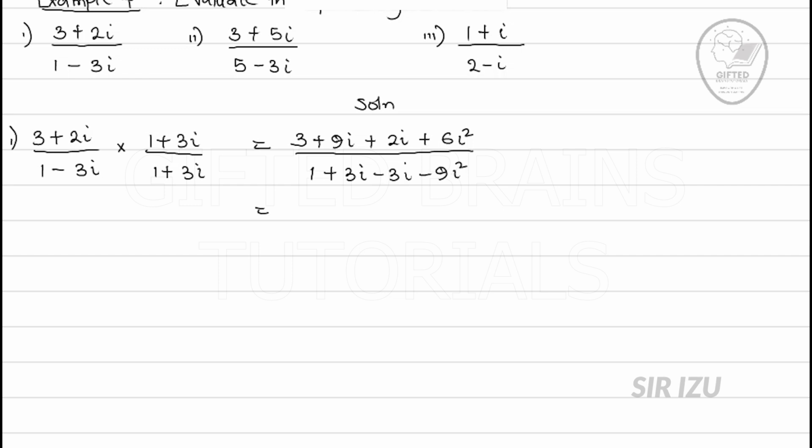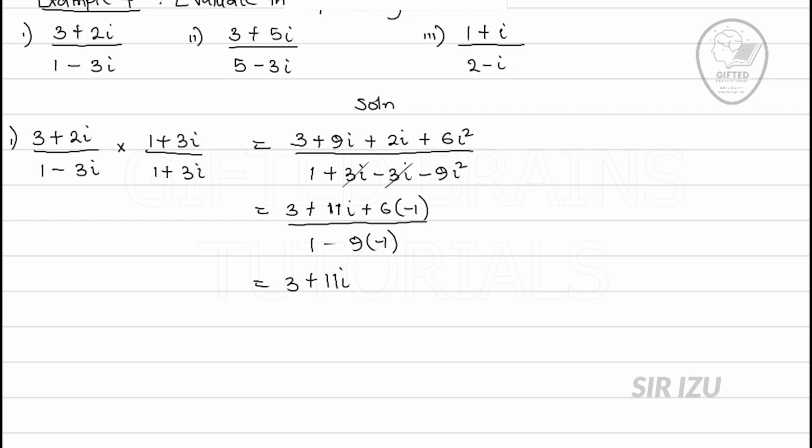And now, at the numerator, we have 3 plus 9i plus 2i will give me 11i, while plus 6i squared will give me plus 6, the i squared itself being minus 1. All over. And then, at the denominator, we see that plus 3i minus 3i will eliminate one another. We'll be left with just 1 minus 9 into the i squared, which is minus 1. So we have this.